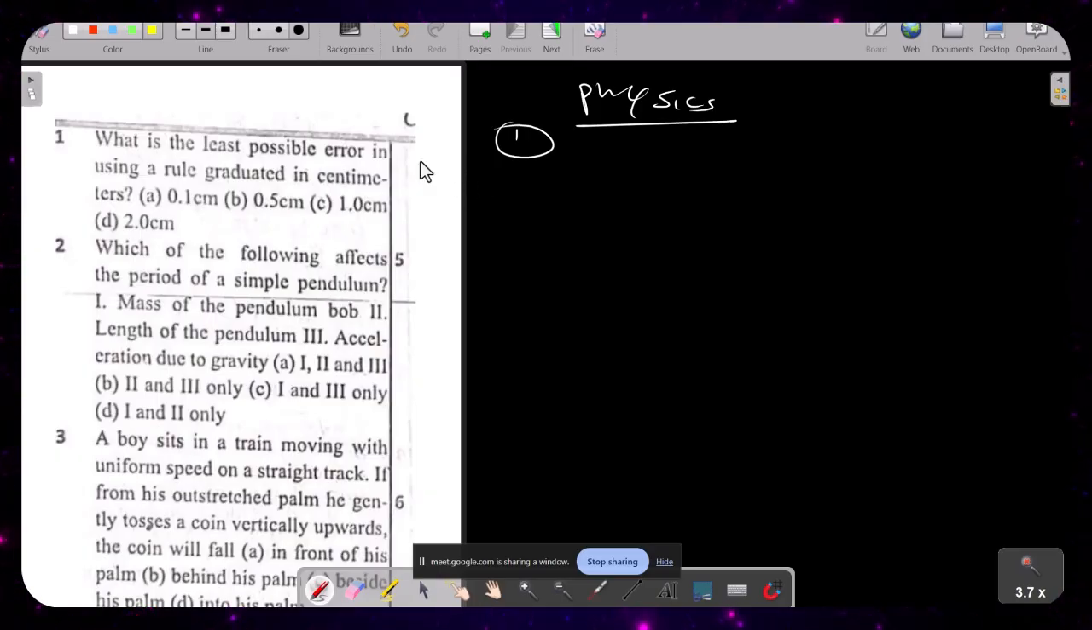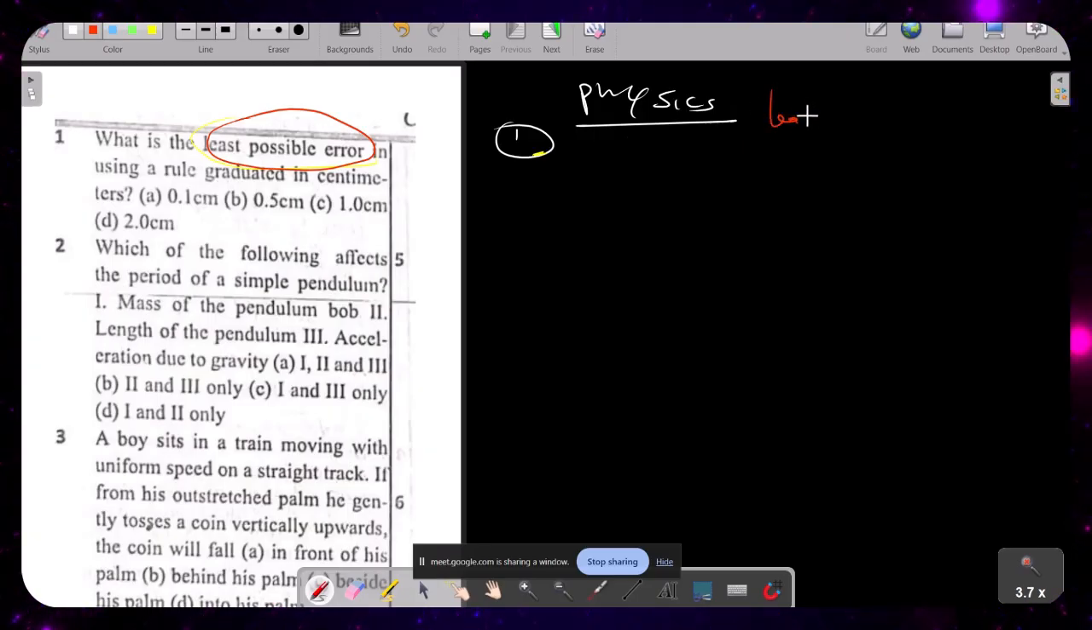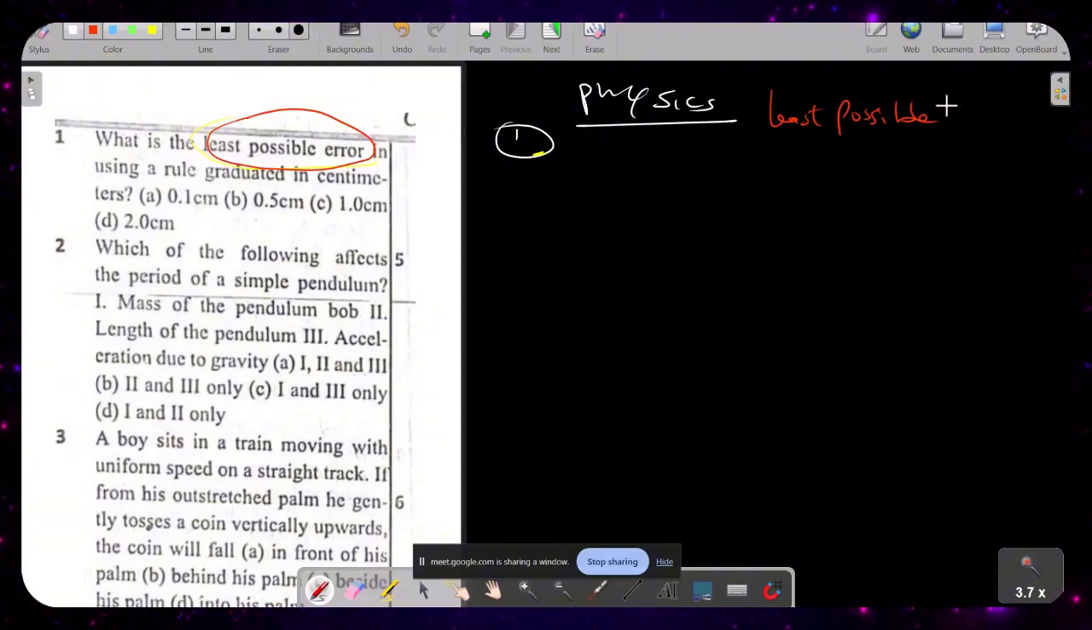Question number one says, what is the least possible error? Okay, let me use my red here. So what is the least possible error in a rule graduated in centimeter? The least possible error is still the same thing as your accuracy. They are asking you about the accuracy. Now this question falls under the topic called measurements.